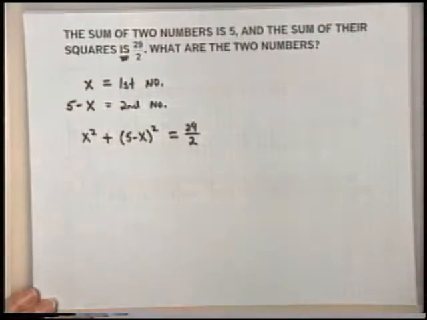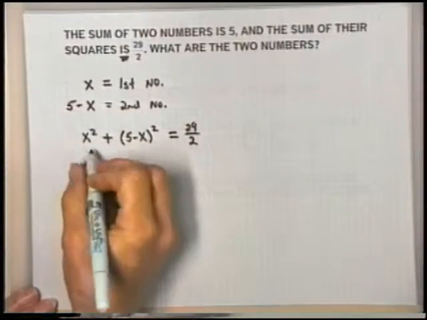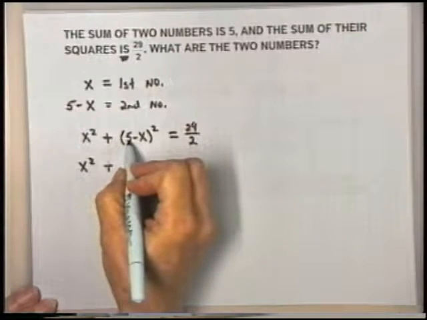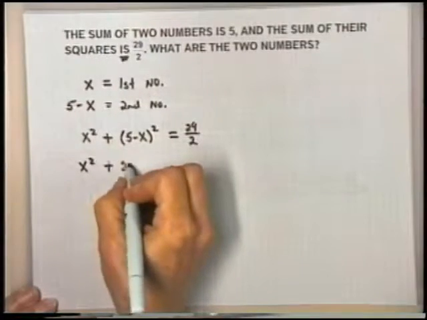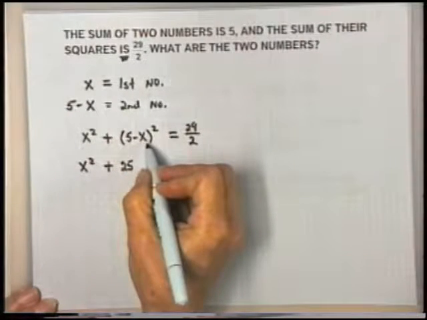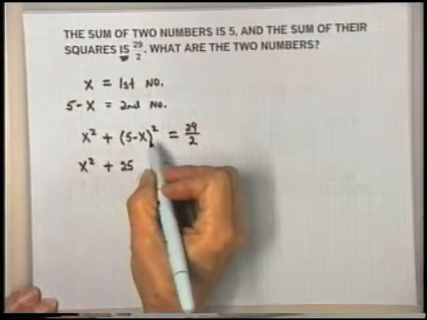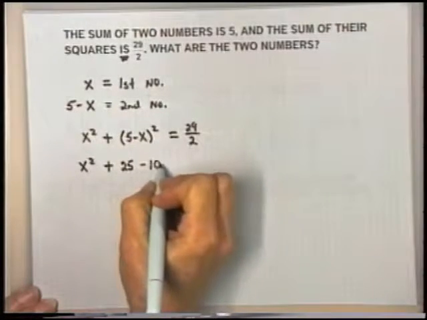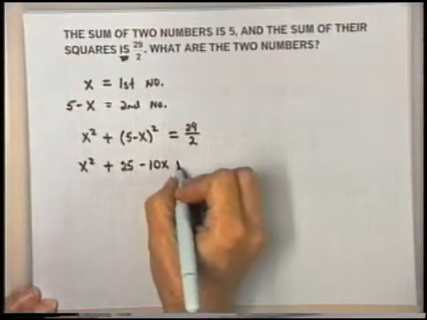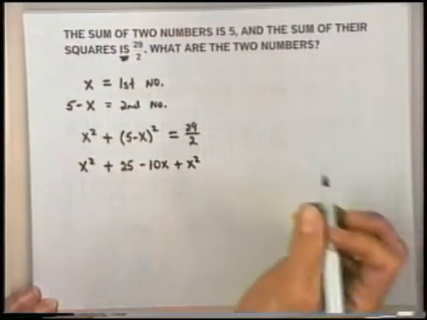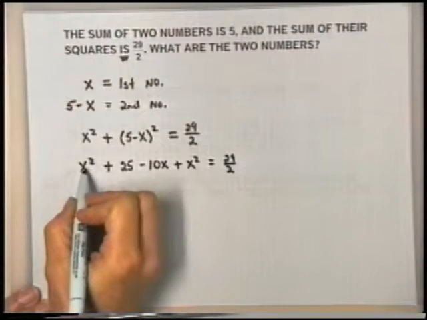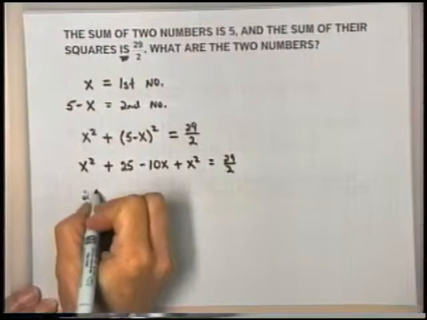That means we need to square this binomial. So let's bring down x squared from this term. Remember, in squaring a binomial, you will square the first term. 5 squared is 25. You multiply the first term times the second term. That gives you negative 5x. And then you double that answer, so we would have a negative 10x here. And then you square the second term. If you square negative x, you get a positive x squared. Equals 29 halves.